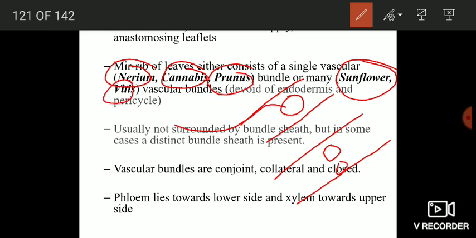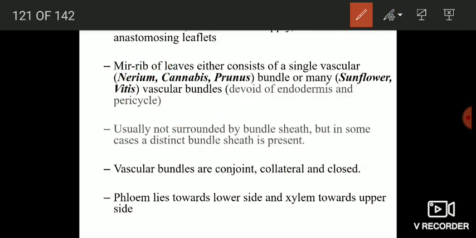Remember that the vascular bundles which are present in the midrib of leaves are devoid of endodermis and pericycle. Endodermis and pericycle are absent in case of vascular bundles which are present in leaves. Usually in case of dorsiventral leaves, the vascular bundles are not bound by bundle sheath. Bundle sheaths are present in isobilateral leaves or monocot leaves. Usually the bundle sheath is absent in case of dorsiventral leaves.